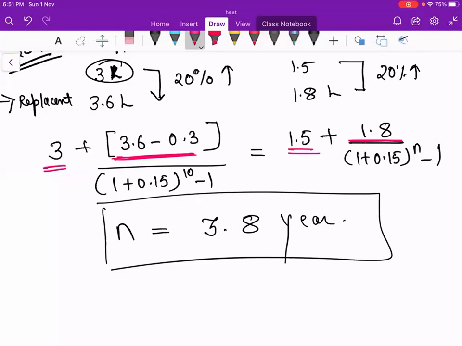Okay, everyone understood? Yes or no? Write in the chat section. Everyone got this point? Okay, everyone got this point? Yes, everyone is writing yes.